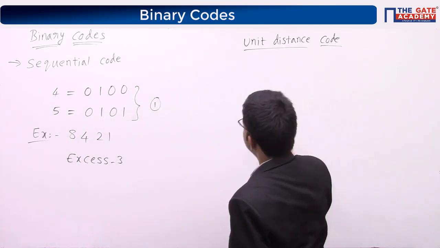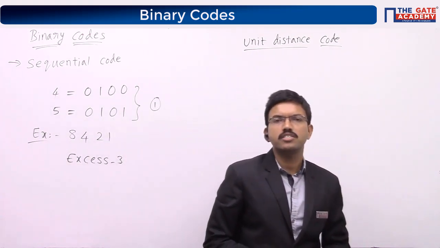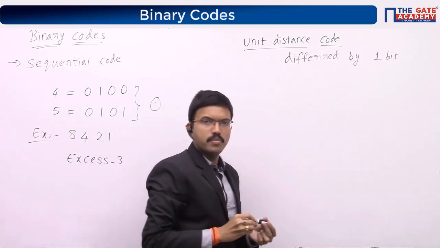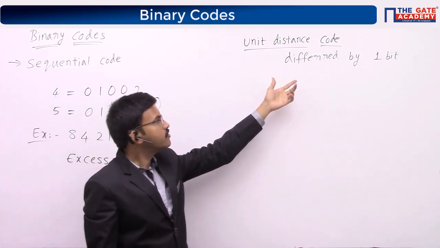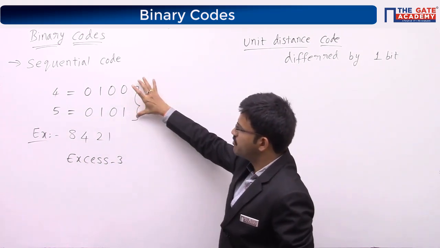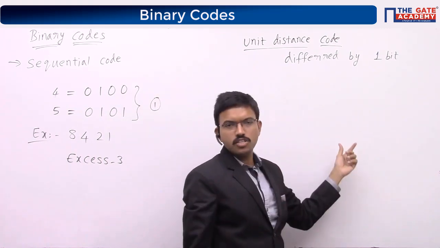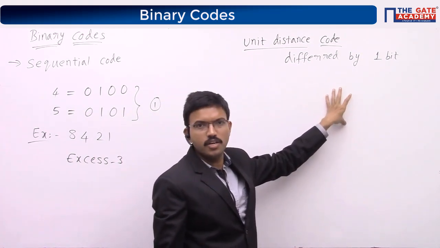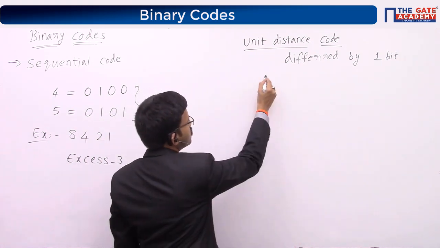Next one is unit distance code. You can write down regarding unit distance code. A code is said to be unit distance code if the number of bit positions differed is 1 bit. See here, in the sequential code, the difference between successive codes is equal to 1. But here we will arrange the code in such a way that if you consider any two successive digits' corresponding codes, only 1 bit position will differ. So an example is gray code.